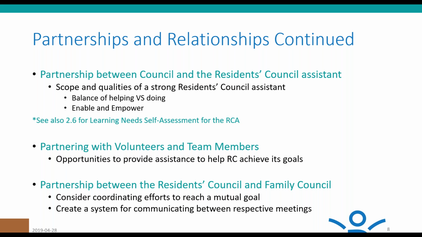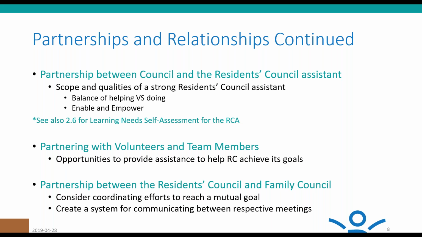The suitability of the residence council assistant is to be reviewed on an annual basis. If you're using the OARC meeting minute template, you'll notice that this document will cue you to do this once a year to look at the council assistant's qualities and to make sure that that person is a good fit in carrying out the supportive role of assistant to the council.